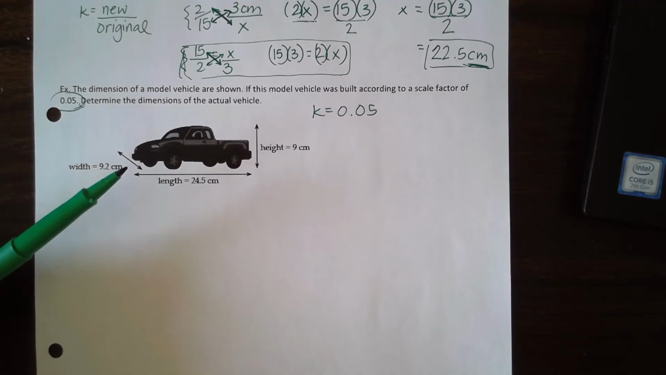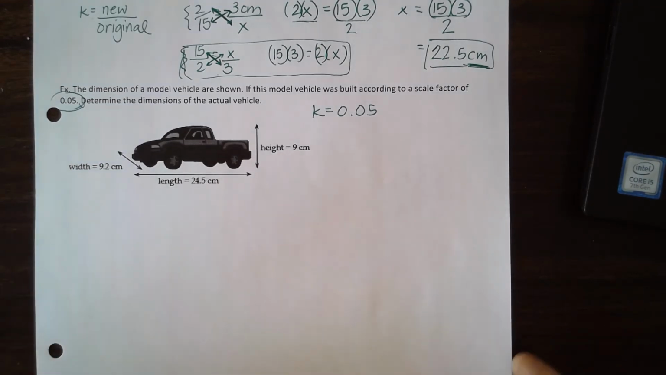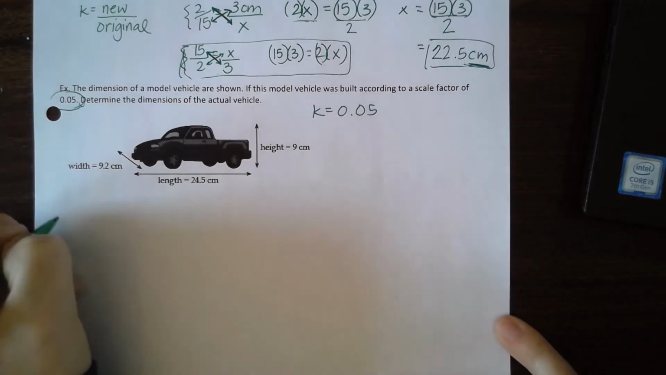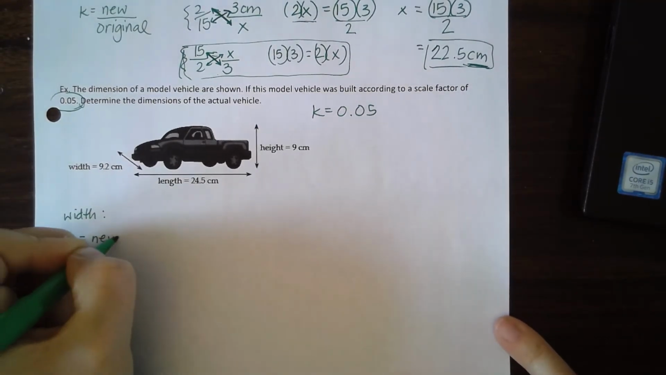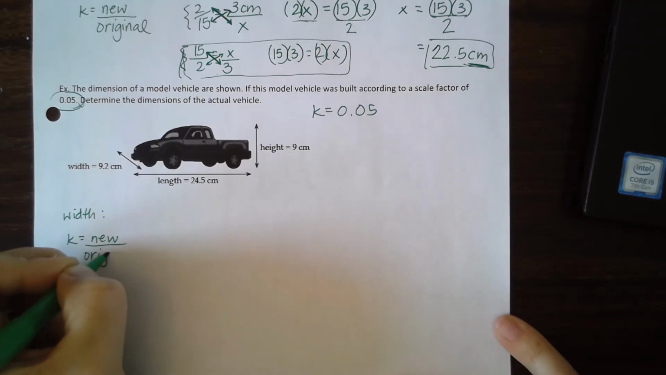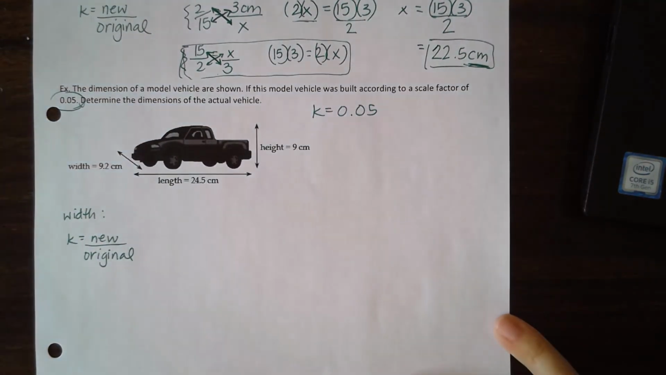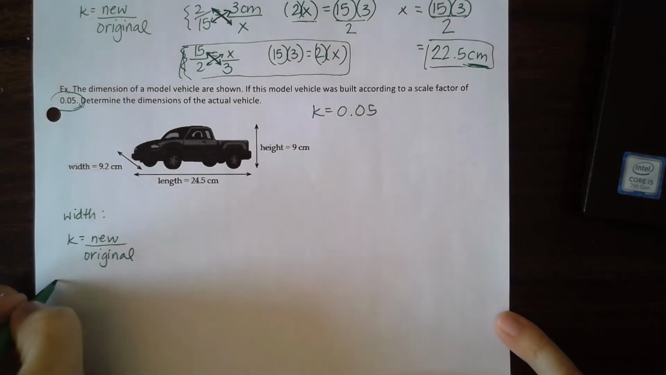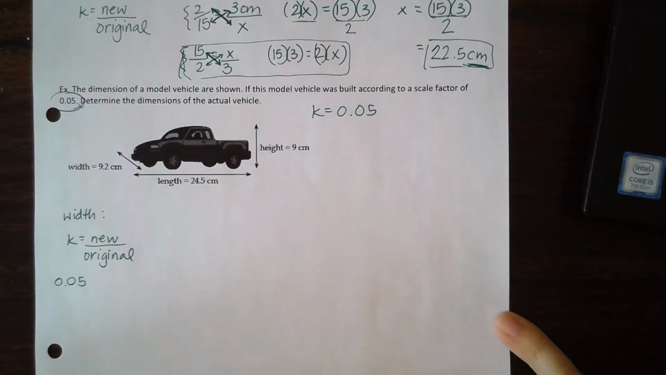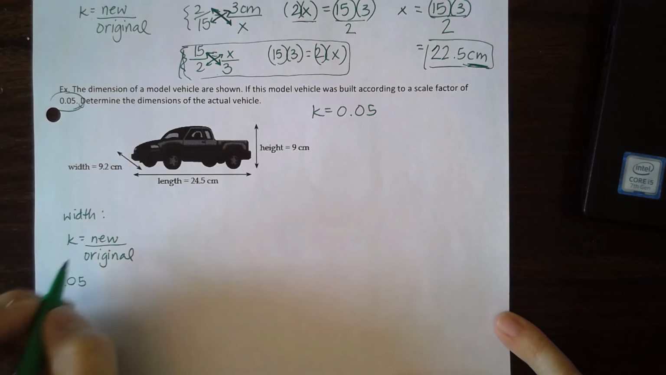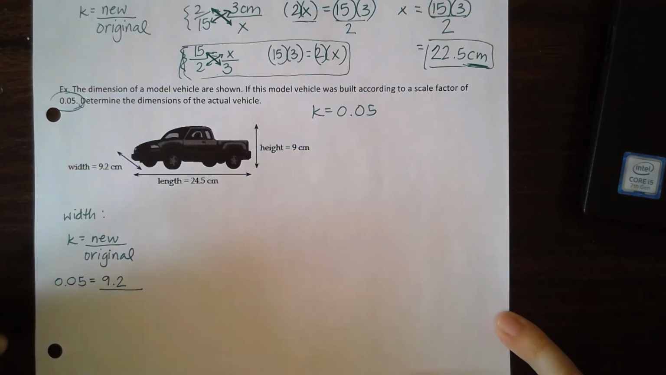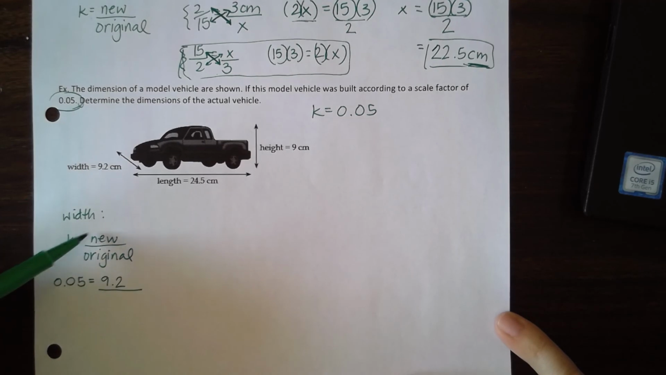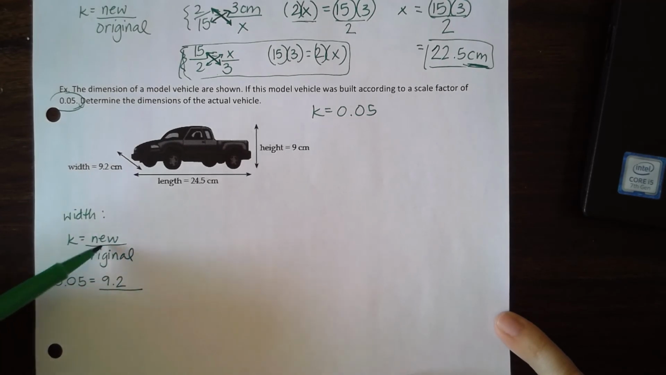This is definitely smaller than a real truck. So knowing that, let's figure out the dimensions. Let's figure out our widths. We just get to use our very, very handy formula where K equals new over original. K in this case is 0.05. New is 9.2 because new is the car. The model needs to be smaller than the real car.